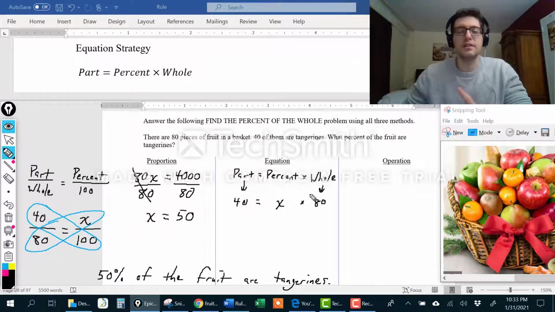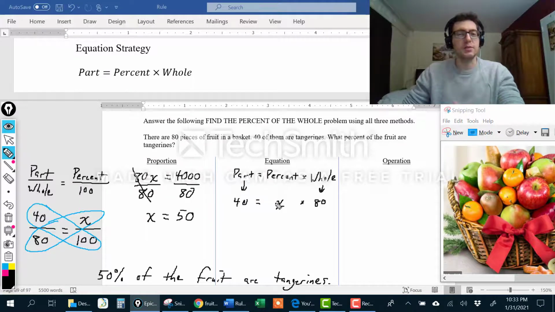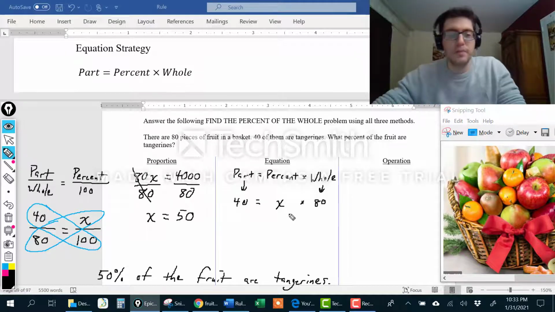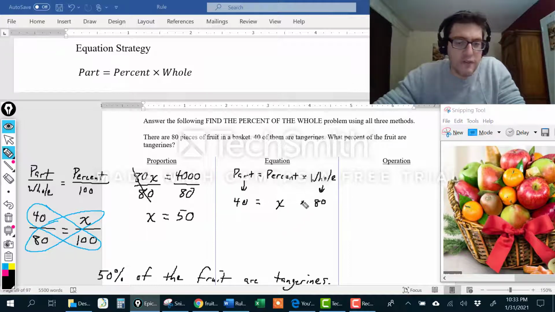Now, keep in mind that when you're using the equation strategy, the percent is always in decimal form. So after we figure out what X is, then we're going to have to convert it back into percent form. Now, to find X, I have here X times 100 is equal to 40. Sometimes, if you don't want to get the X confused with the multiplication symbol, then instead of writing the multiplication symbol as an X, you could just write it as a dot.